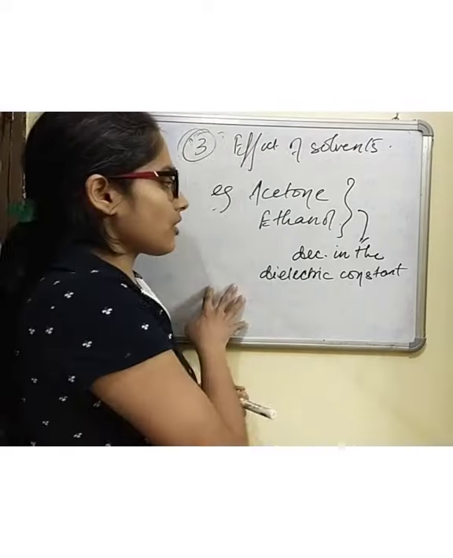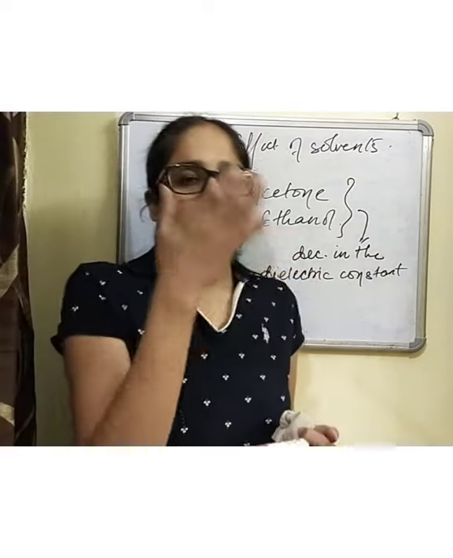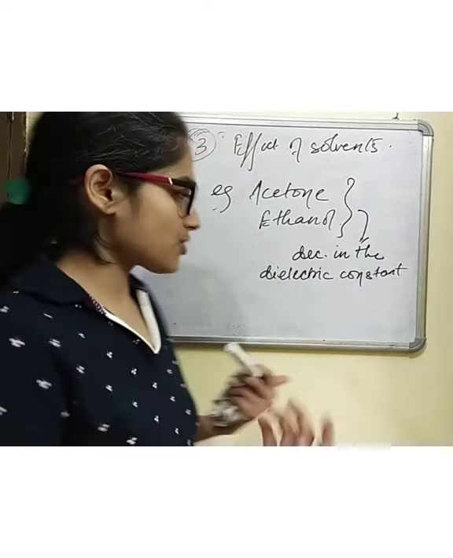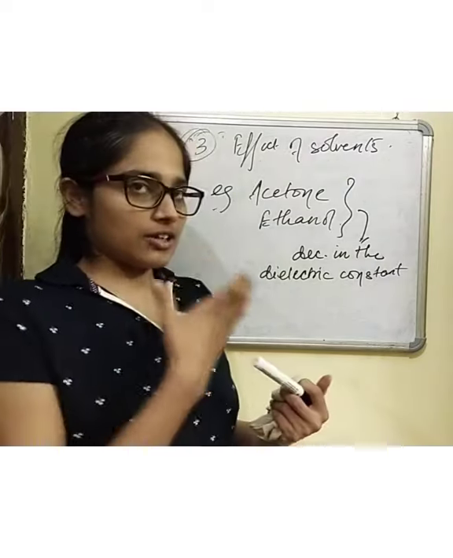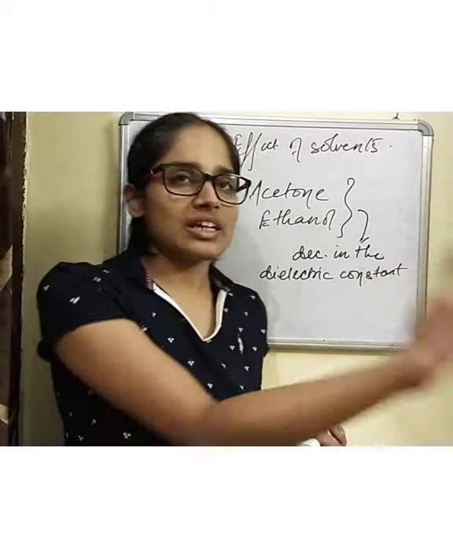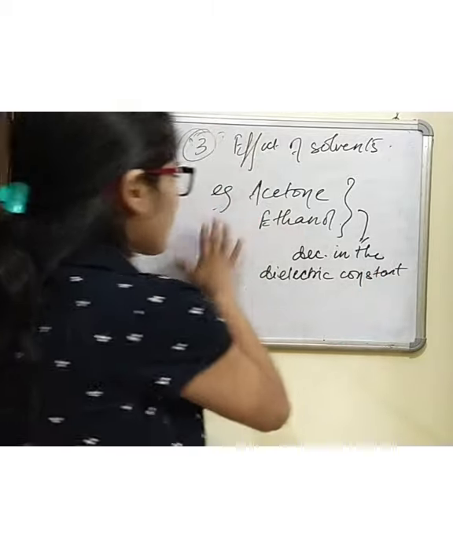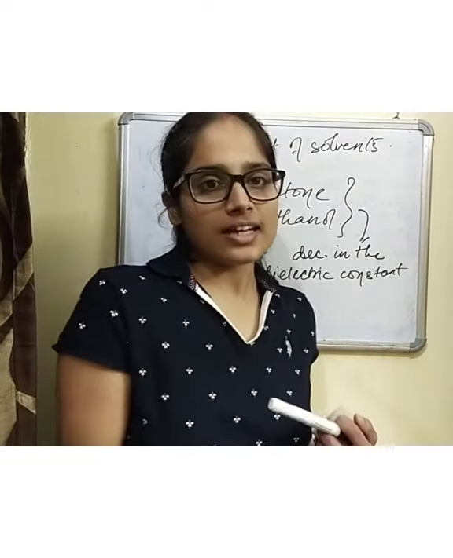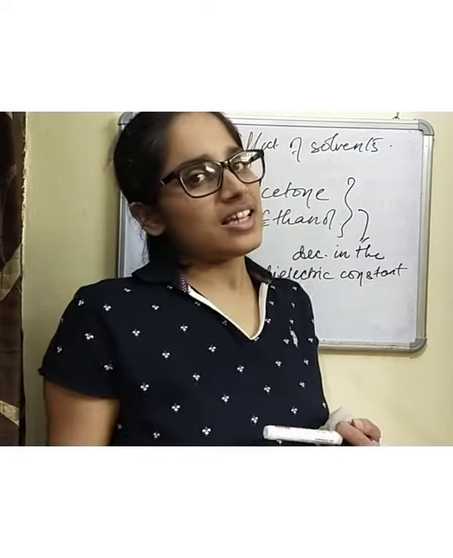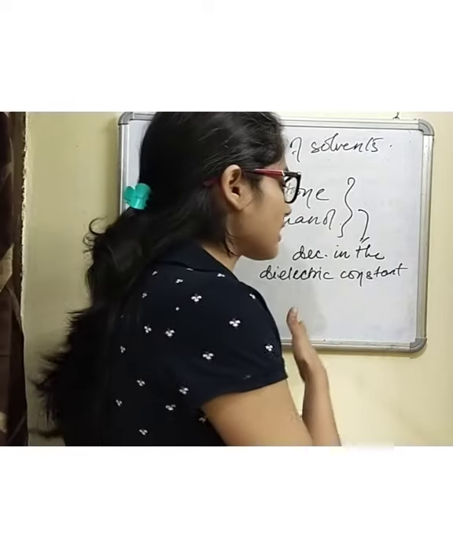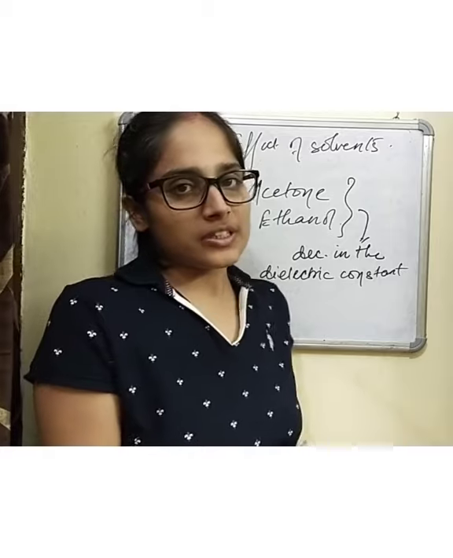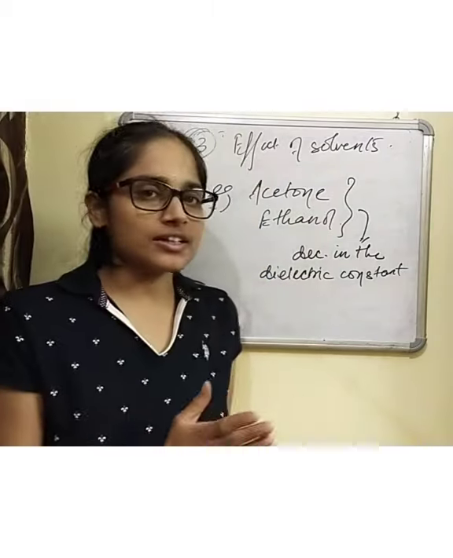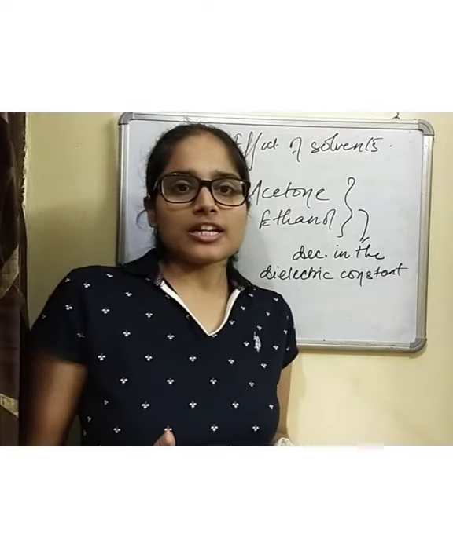When the dielectric constant is reduced, two proteins come close through the electrostatic force of attraction, which ultimately leads to precipitation. So these organic solvents, by decreasing the dielectric constant, also decrease the solubility of the proteins and ultimately lead to their precipitation from the aqueous solution. So these are some of the factors which affect the solubility of the proteins.